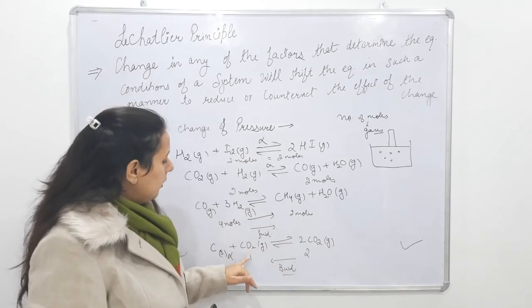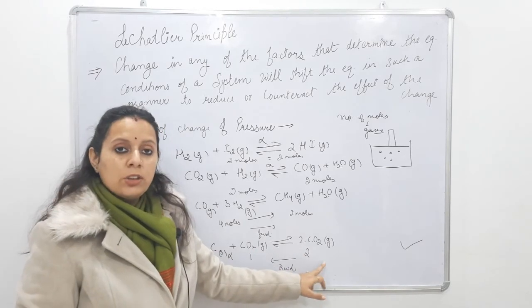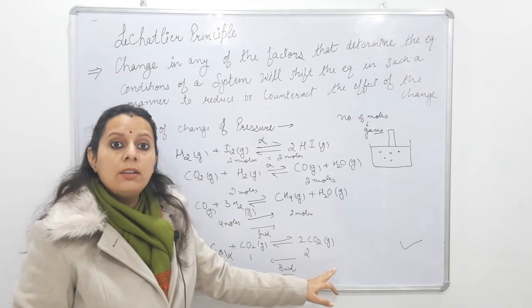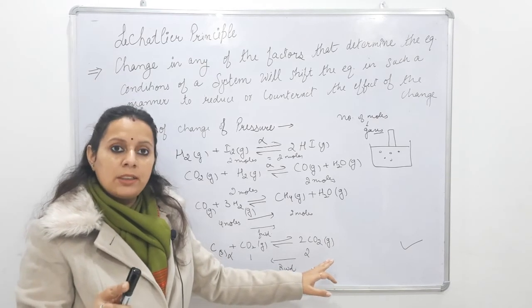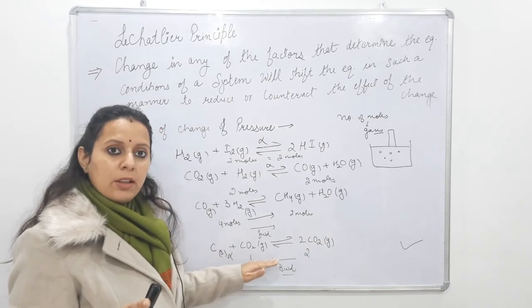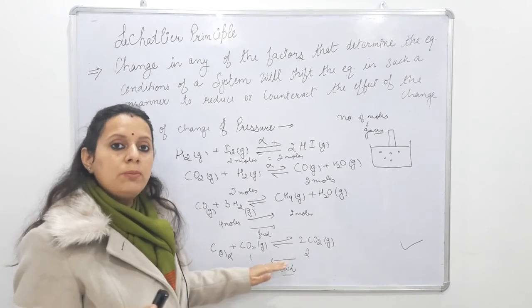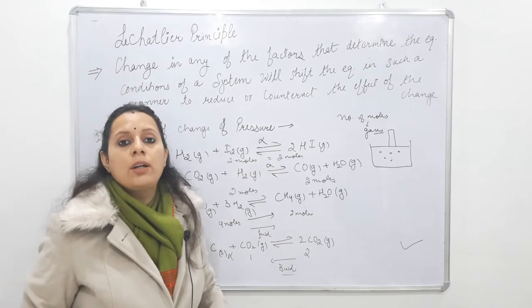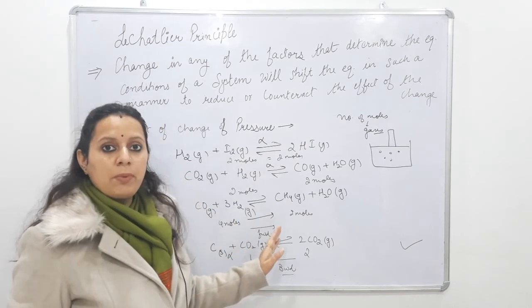So in this case, the total number of moles in the reactants is 1, and in the products it is 2. So the number of moles is higher in the products. So always, if you are applying pressure, if you are increasing the pressure, the reaction will obviously move towards the backward direction, because it moves from higher moles towards lower moles, in order to attain equilibrium. So this is the effect of change of pressure.